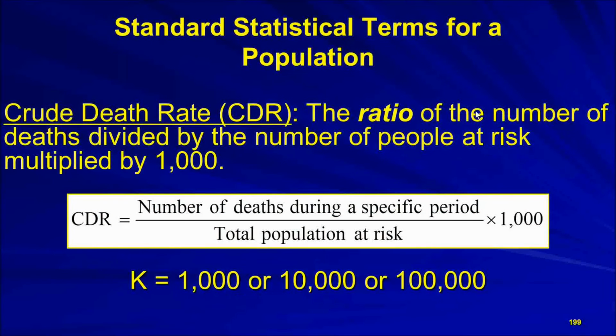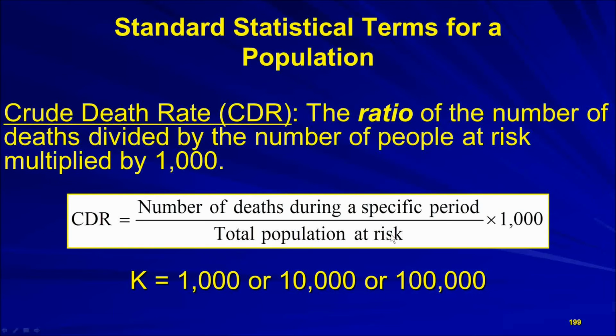Now, here's the formula for a crude death rate. Now notice in every definition I show you, you're going to see this word ratio. And you understand that it's a rate, but it's categorized. Every one of these rate, ratio, and proportion are categorized as a ratio. And this talks about the deaths during a specific time period. And this is usually a year.